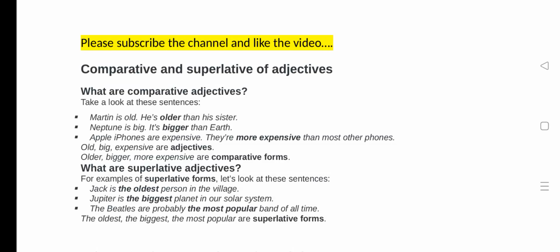Hi, students and friends. So, today's topic is comparative and superlative of adjectives.